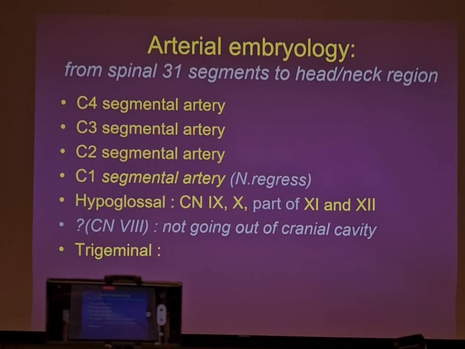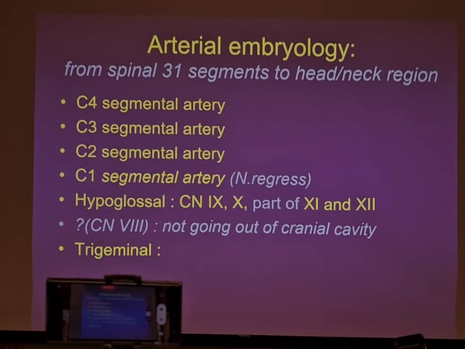So for saying this, if we count that there are approximately 31 spinal segments, in the head and neck region we count between C4, C3, C2, C1 segmental artery, especially C1 where the nerve regresses, and then we go up to the hypoglossal, which is related to cranial nerves 9 to part of 11-12, and then the otic, which is not going out of the cranial cavity, and we end up at the trigeminal level.